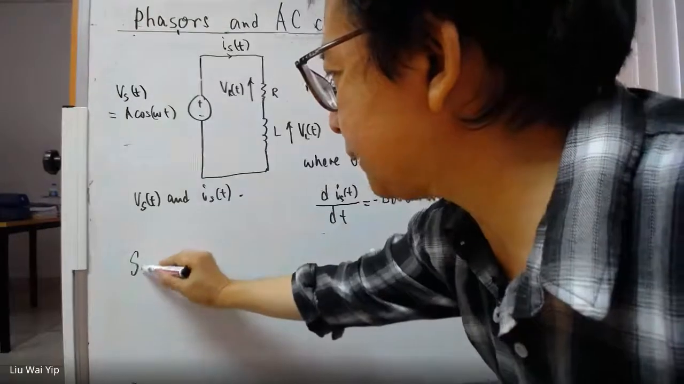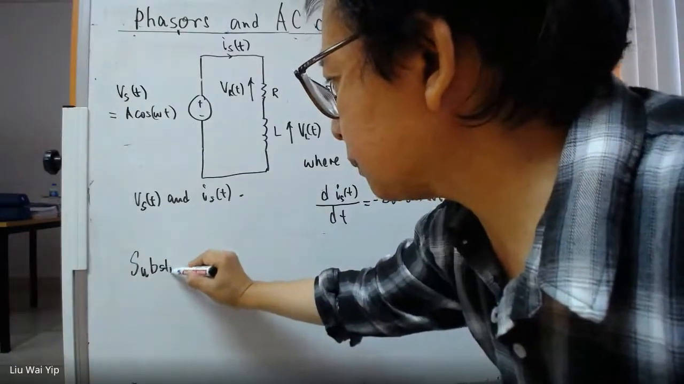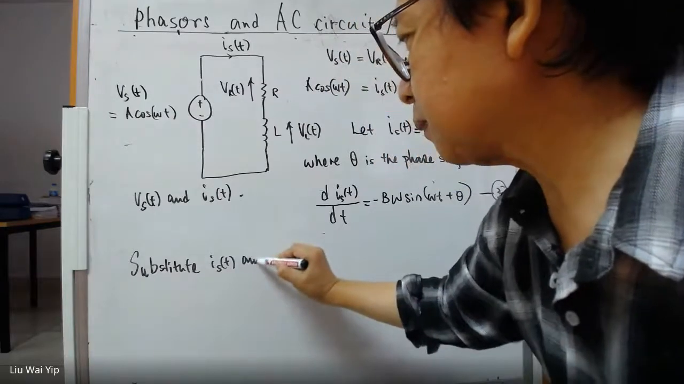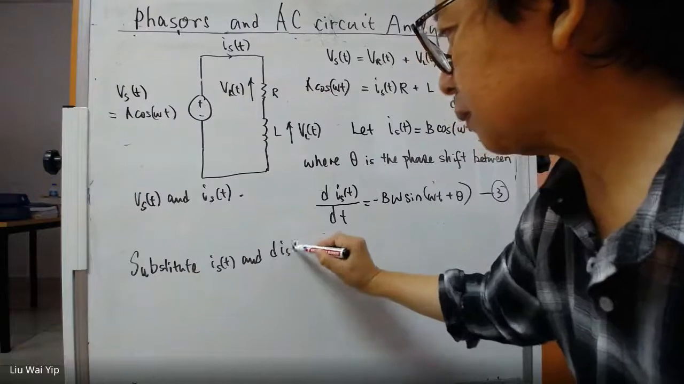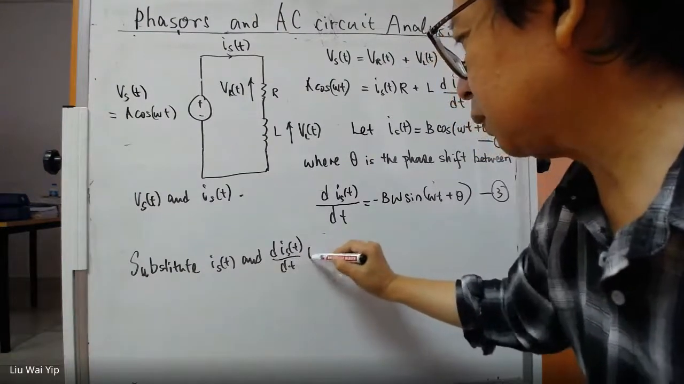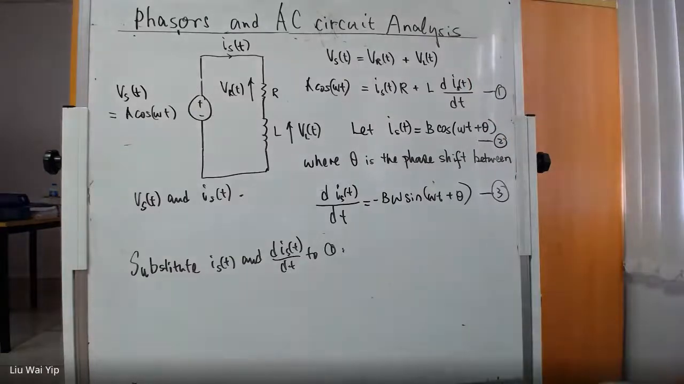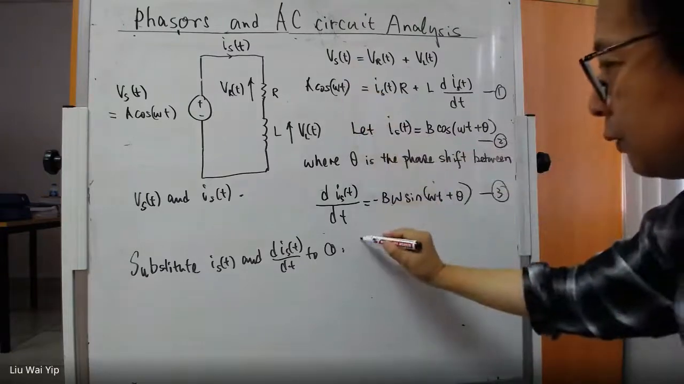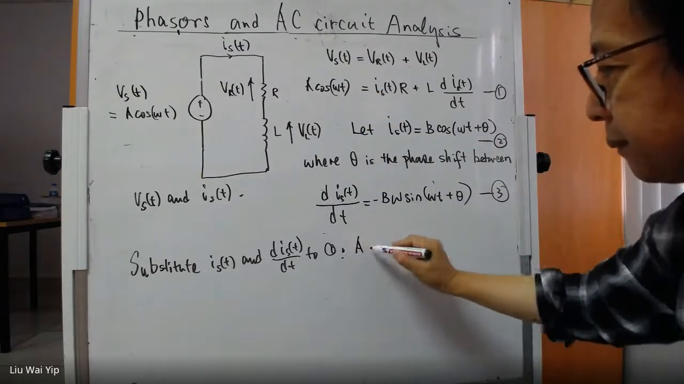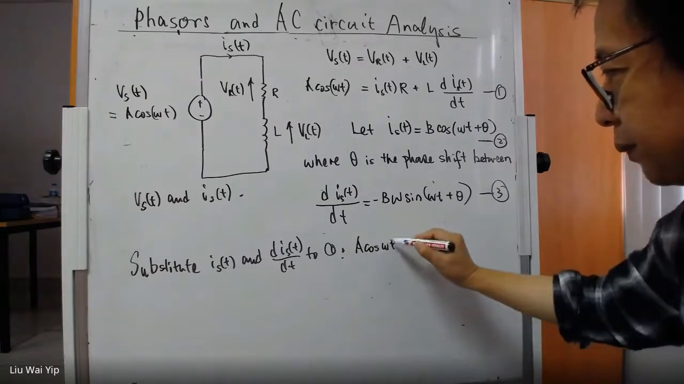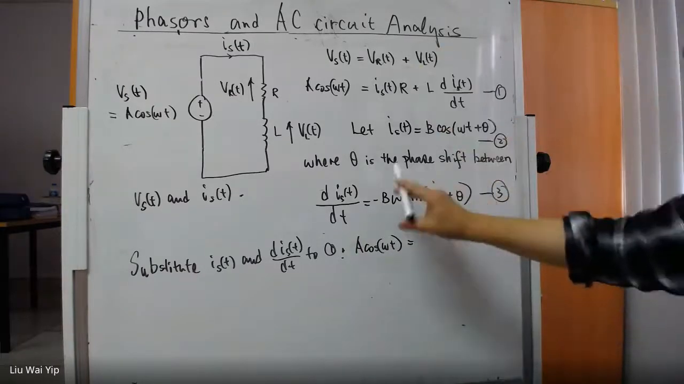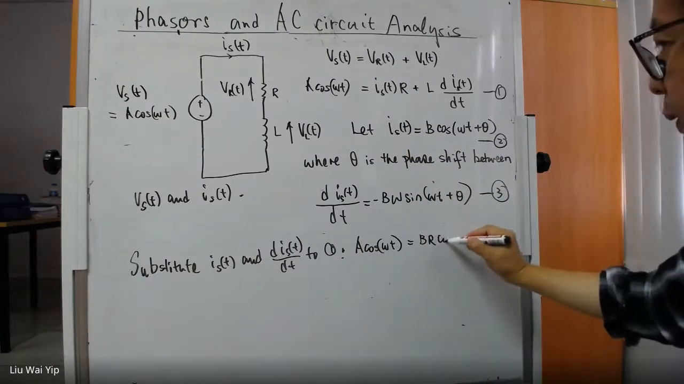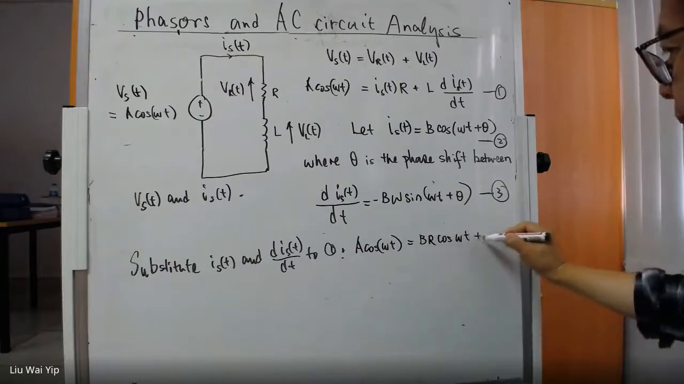So I write down the comment here. Substitute into equation 1 and see what we are going to get. If you do that, then the left side of the equation will remain the same. But the right side will be different, right? The right side will be R times B cos omega t plus theta.